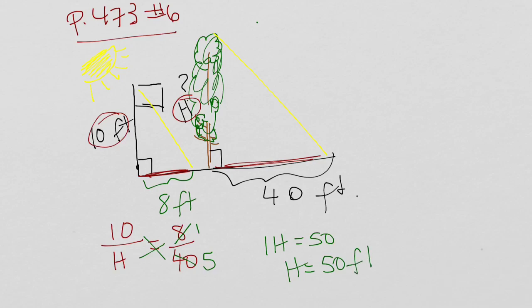So that's a way that you can use indirect measurement to measure something using similar triangles. It might have been harder to actually measure the height of that tree with a tape measure or something, because it would be hard to climb the tree.